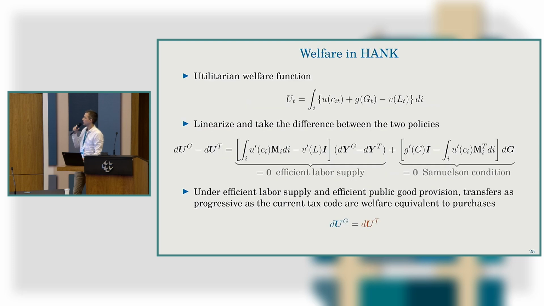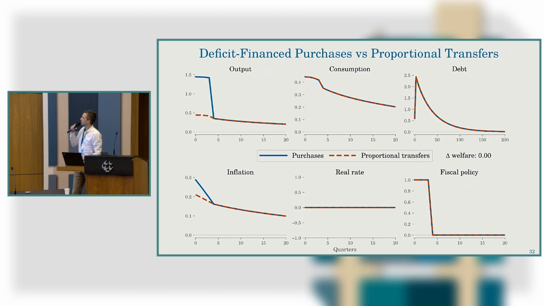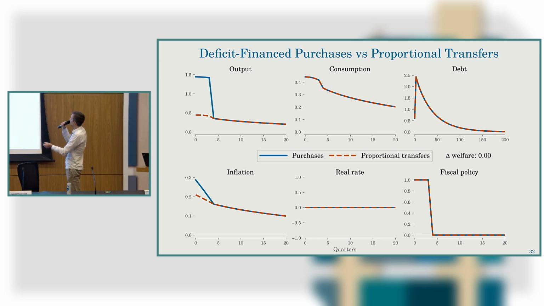Three minutes. Okay, so I want to show you simulations before my time runs out. Here, what we're doing is raising G, blue, government purchases, by 1% of output during one year and then zero. And we're also raising transfers.